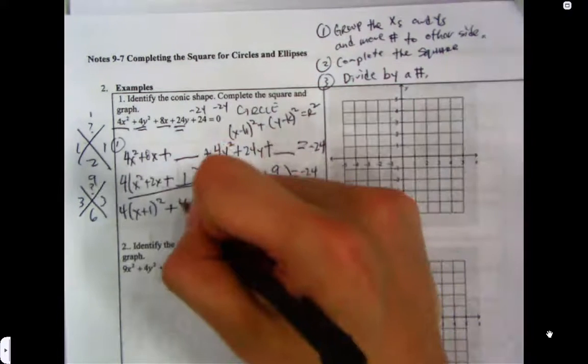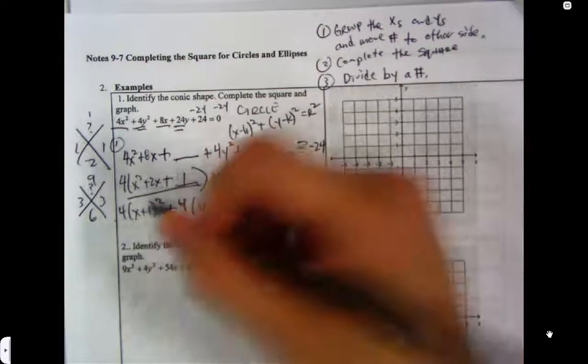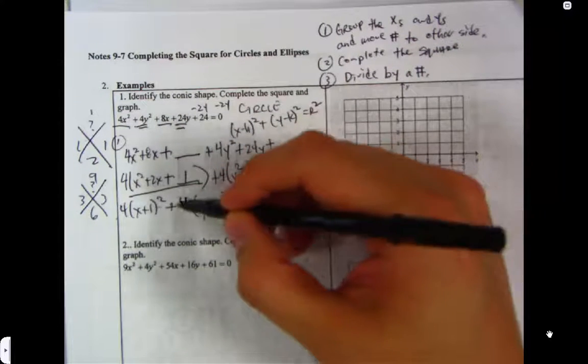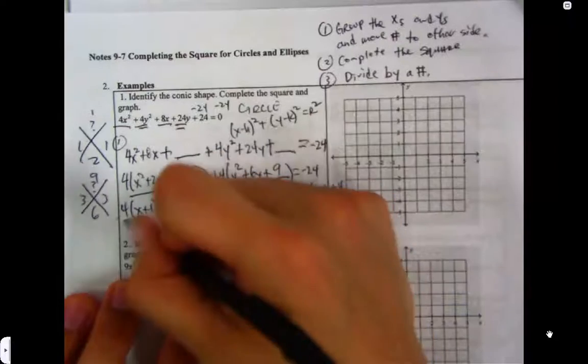Now you're going to notice that these two numbers are the same, right? The 4 and the 4. Usually when you graph the circles, there's no number in front, so we're going to divide everything by 4.